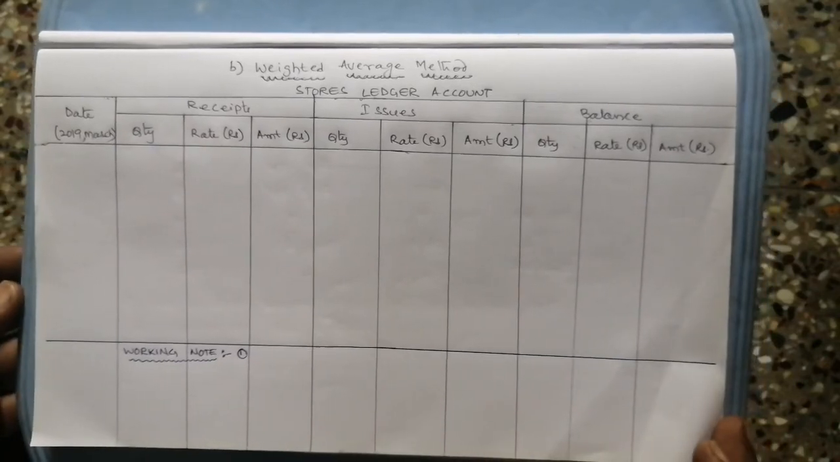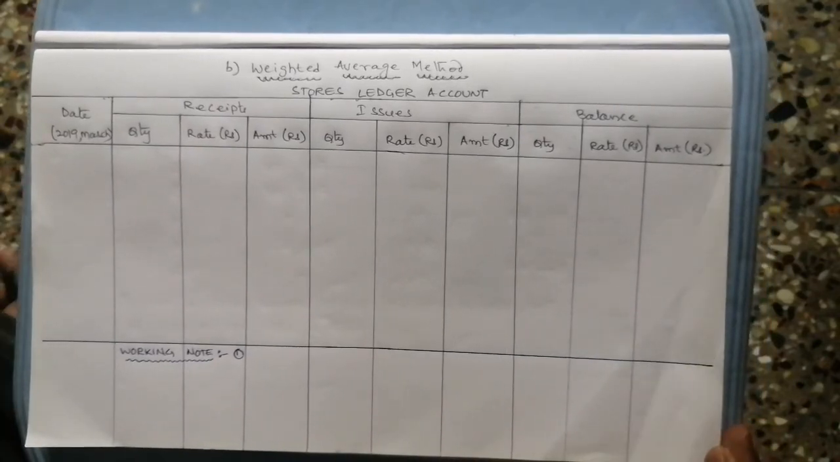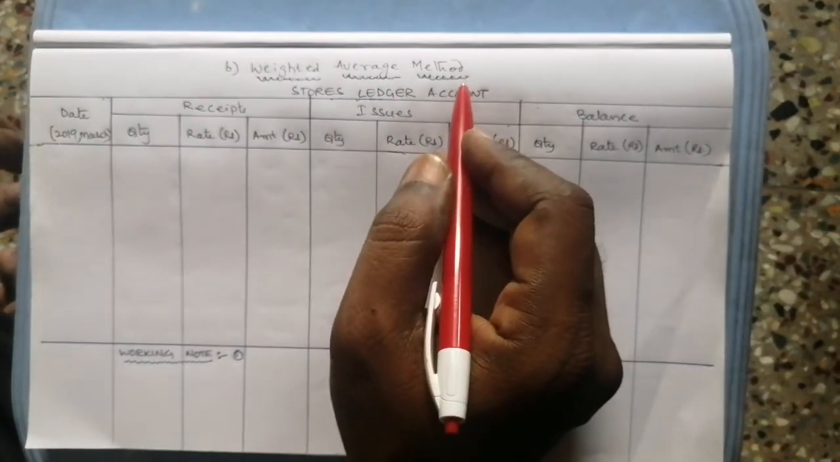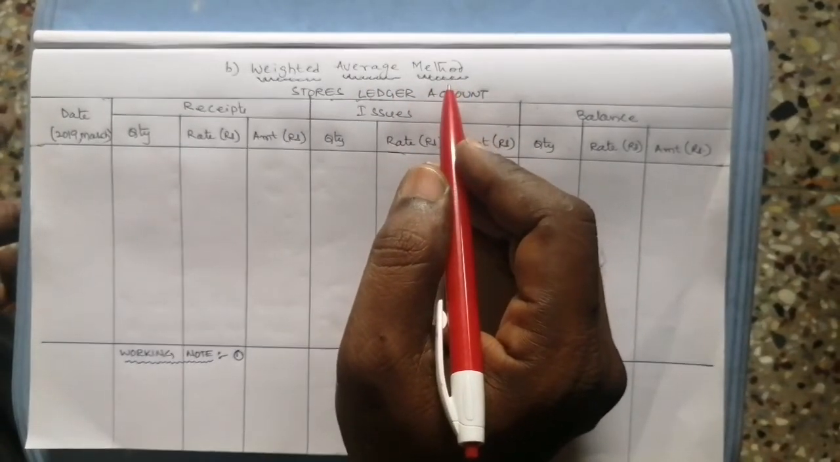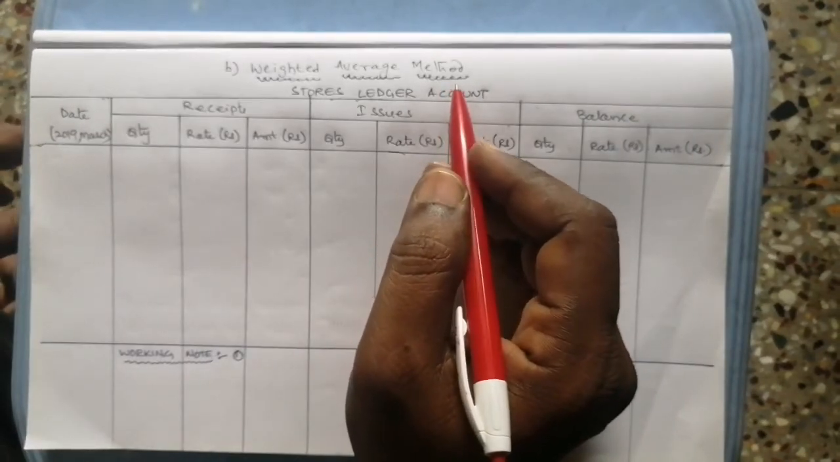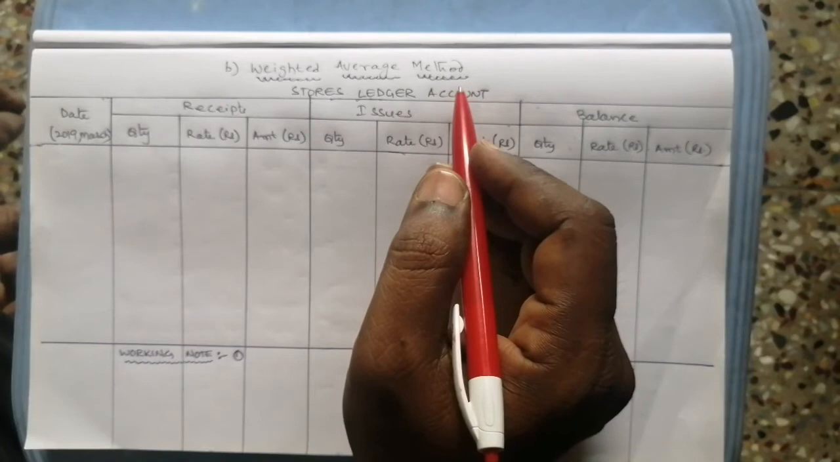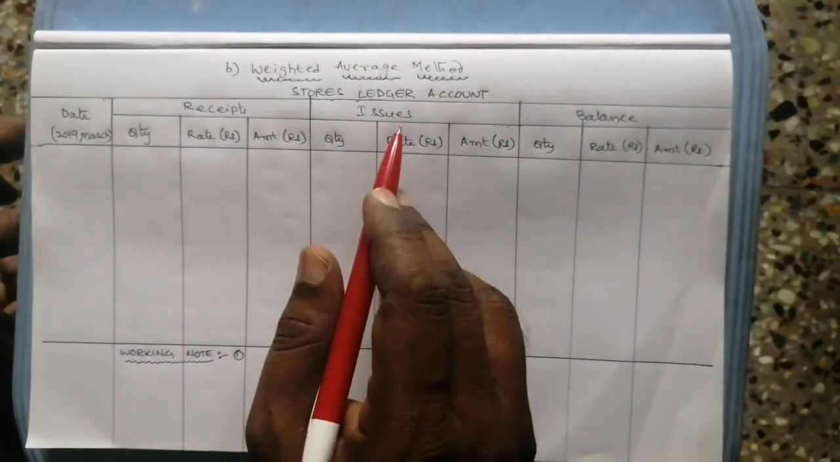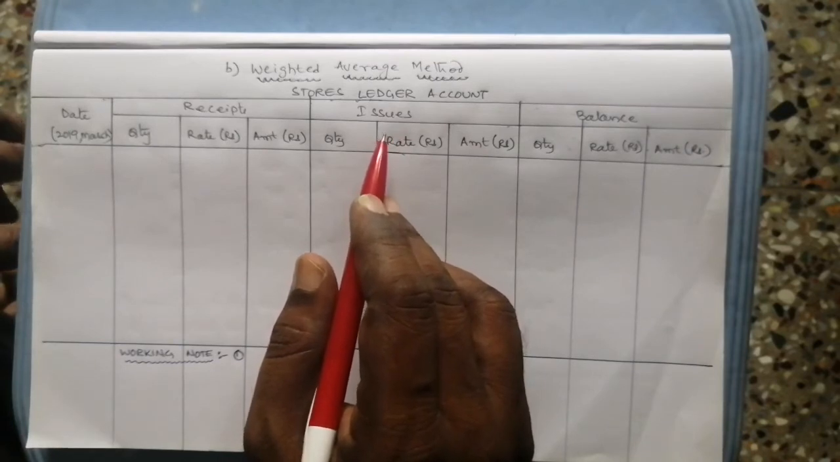Now let us see the second method. The second method is the weighted average price method, which means weight is given to quantity. While calculating the price, both quantity and amount are taken, and the weighted average price is computed at the time of issue of materials.